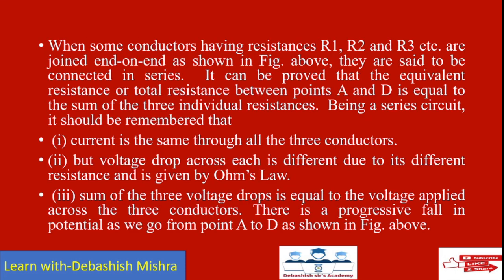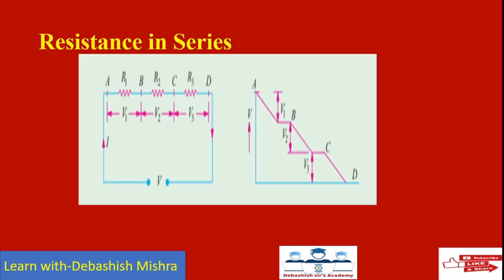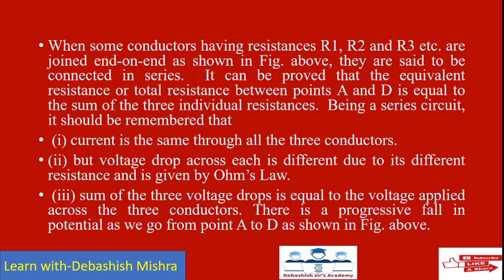When some conductors having resistances R1, R2 and R3 etc. are joined end to end, like in the previous diagram shown in the above figure, they are said to be connected in series. It can be proved that the equivalent resistance or total resistance between points A and D is equal to the sum of the three individual resistances. I will prove it next.